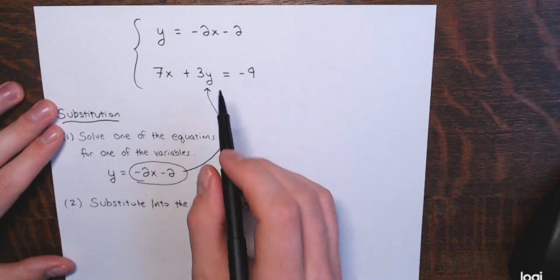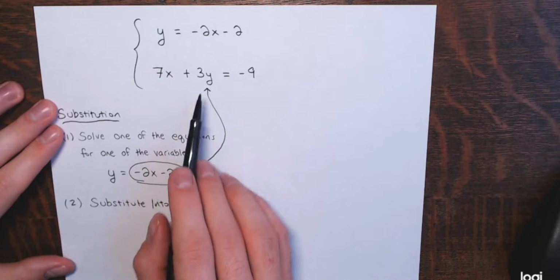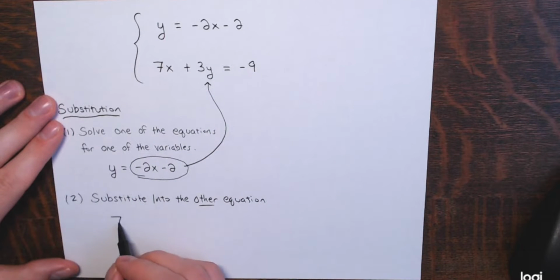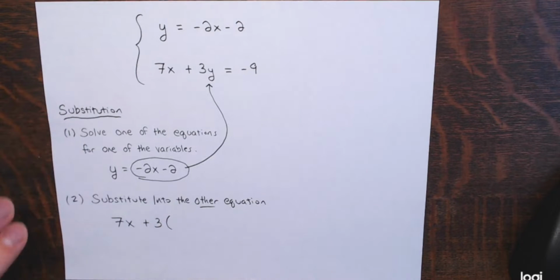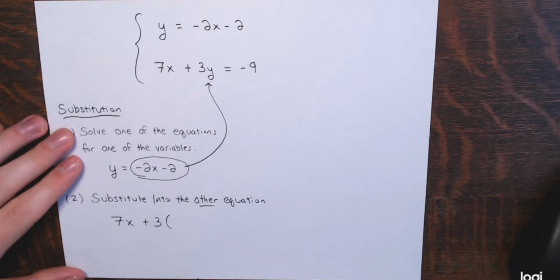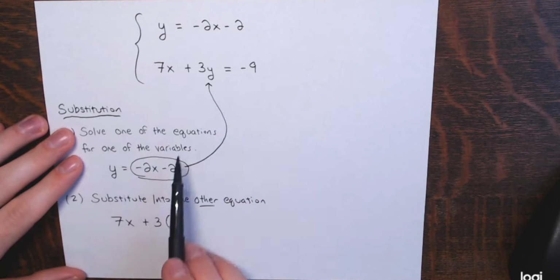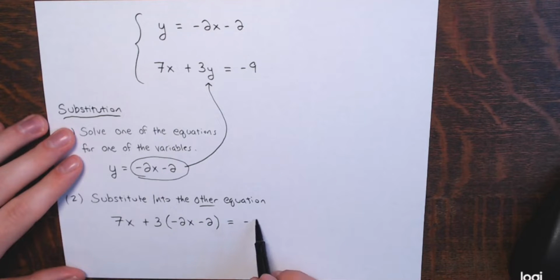So you see the other equation, there's y. I'm going to replace that y in the other equation with negative 2x minus 2. So that gives me 7x plus 3 times, and then anytime you replace something, put parentheses. It'll make it a lot easier for you, I promise. So 3 times y becomes 3 times this expression, the quantity negative 2x minus 2. And then we have equals negative 9. So this is that second equation where y has been replaced by negative 2x minus 2.